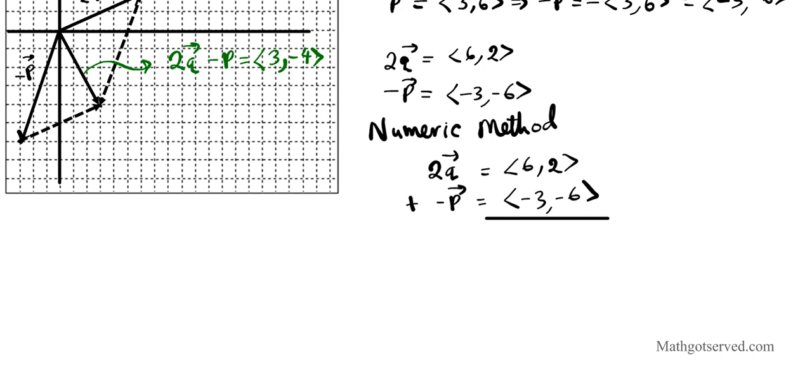That yields, adding the x's, 3, and then 2 minus 6 is negative 4. So 2q minus p is 3 comma negative 4, and it matches the answer we got with our geometric result using the parallelogram method. So we're confident that our answer is in fact correct. So there you have it.